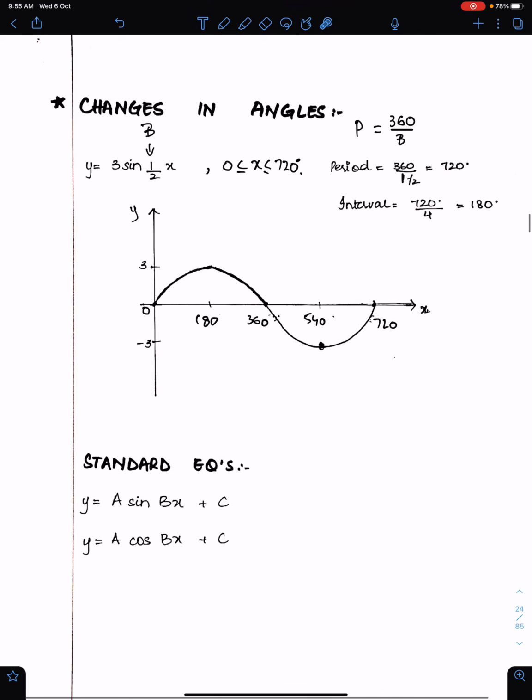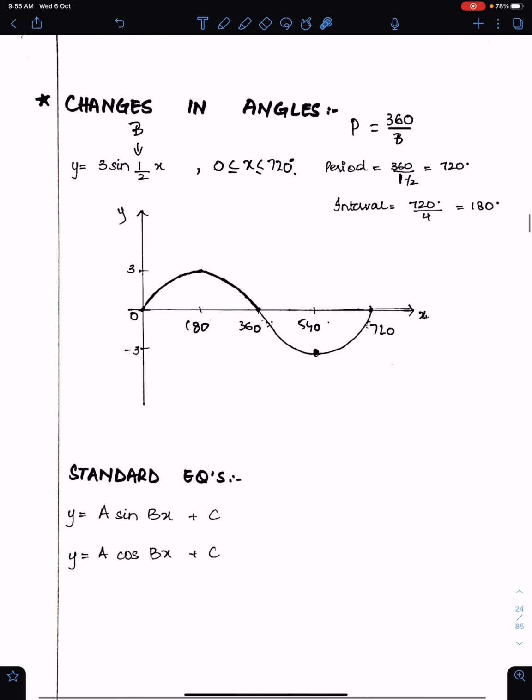Changes in angles. This is very important. Whenever we have different angles, anything except 1x, we have to check the period of the function with the help of this formula for sine and cos. Since we have half x here, we have to find the period of sine x. So we just need to put half here because b is half. So the period of this sine function is 720. Therefore intervals are of 180 degrees. So these gaps are of 180.